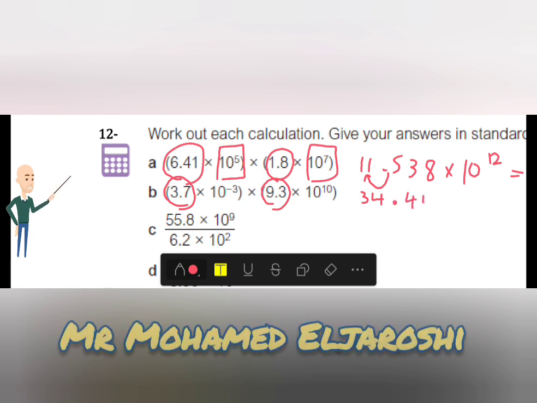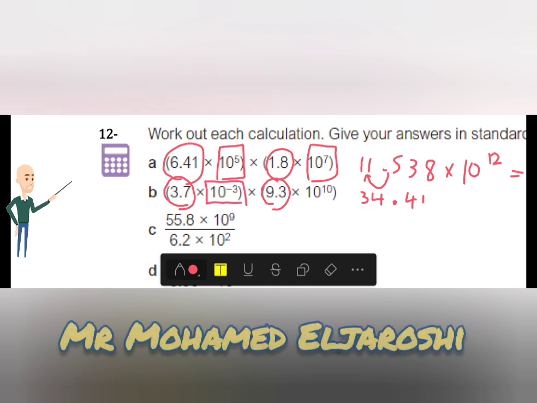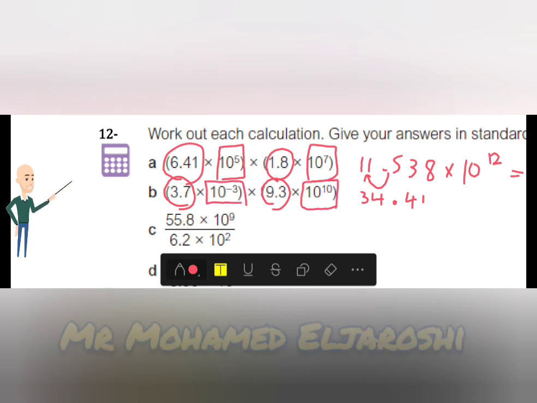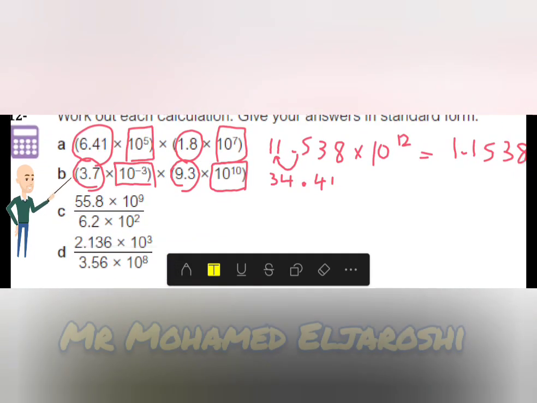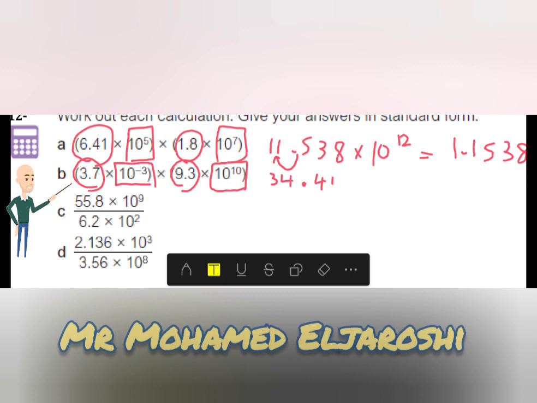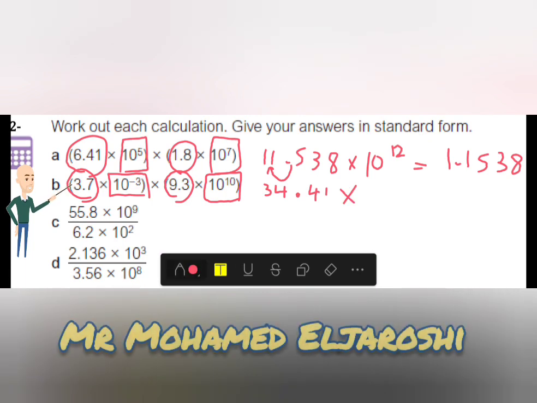34.41. Now, I'm going to find the 10 with the power using these 10s with powers. I have 10 power of negative 3 and 10 power of 10. When you multiply them, you add the powers. So it's going to be negative 3 plus 10. And the answer is 7. So multiplied by 10 power of 7. I write it here. 10 power of 7.